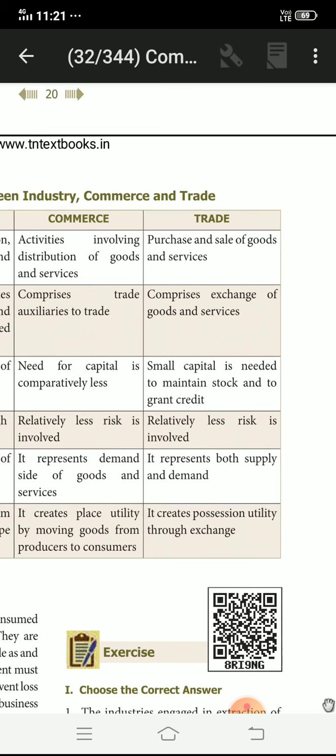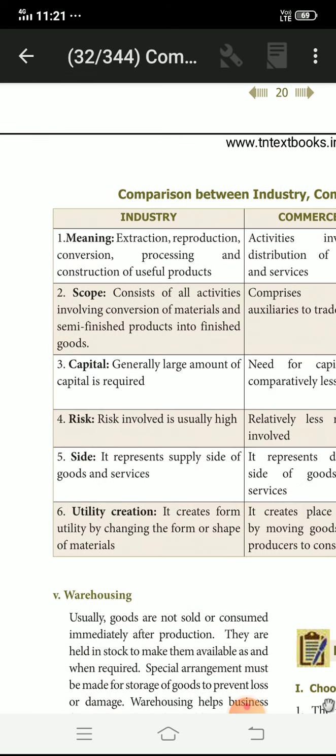Then trade represents both supply and demand, so buying as well as selling. That is why it represents both supply and demand. Utility creation: industry creates form utility by changing the form or shape of materials. They are converted during production. Raw materials are changed into semi-finished products or completely finished products. So the form of the product gets changed.